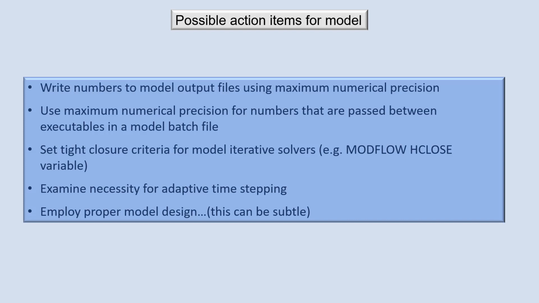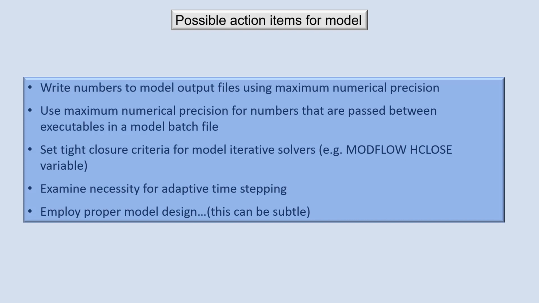If our model is comprised of a batch or script file, with multiple executables running in succession, perhaps a preprocessor, the model itself, and then a post-processor, we should ensure that numbers are passed between those executables, once again, with maximum number of significant figures that we can, or even through binary files where all significant figures are automatically retained.